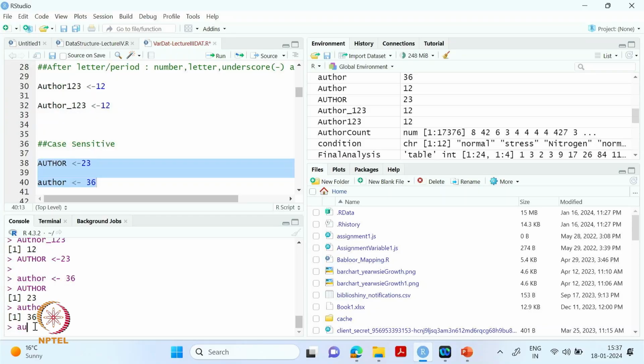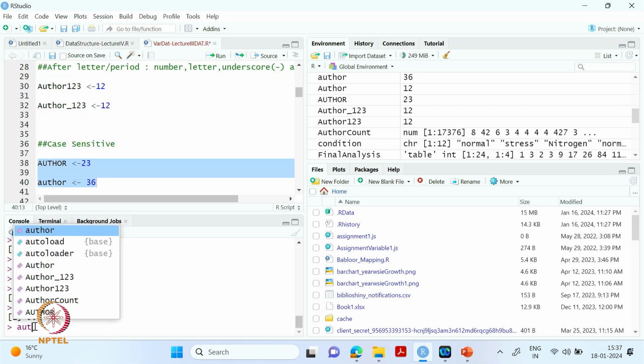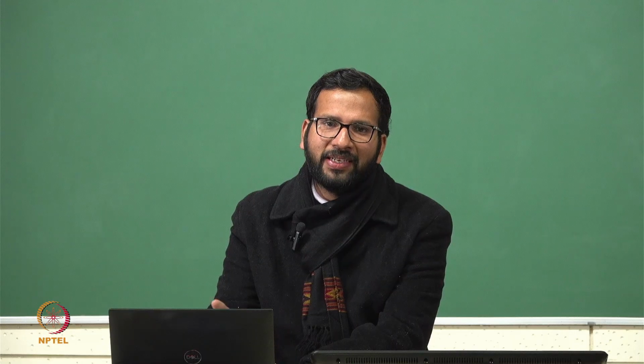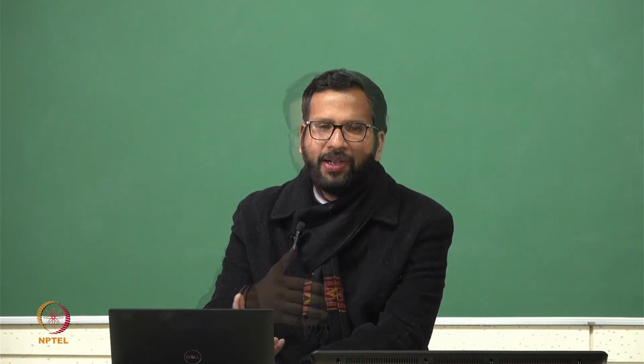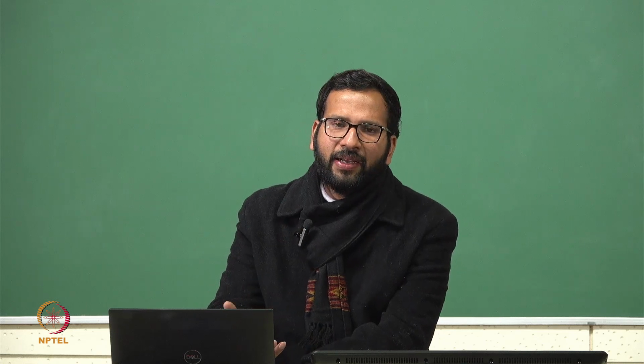Just see the example here, I'll write AU, and you see there are a lot of examples. Because I have created different object names in different writing styles, and these are only 6 or 7 object names, but whenever these object names are 20 or 30, it will be very difficult. It is always recommended that you use the object names in one kind of writing style.